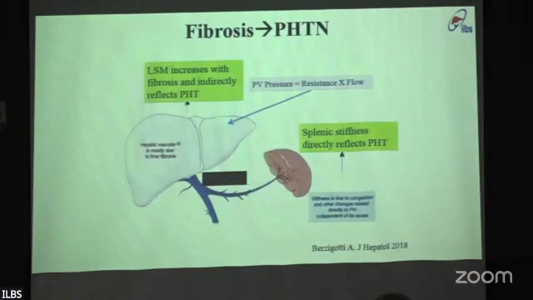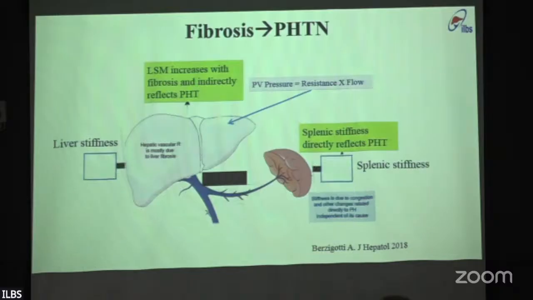So coming to the rationale behind using liver stiffness and splenic stiffness and the comparison between them. Liver stiffness increases with fibrosis and indirectly reflects portal hypertension, whereas splenic stiffness is believed to be a more direct reflection of portal hypertension and can be used in cirrhotic as well as non-cirrhotic patient population.